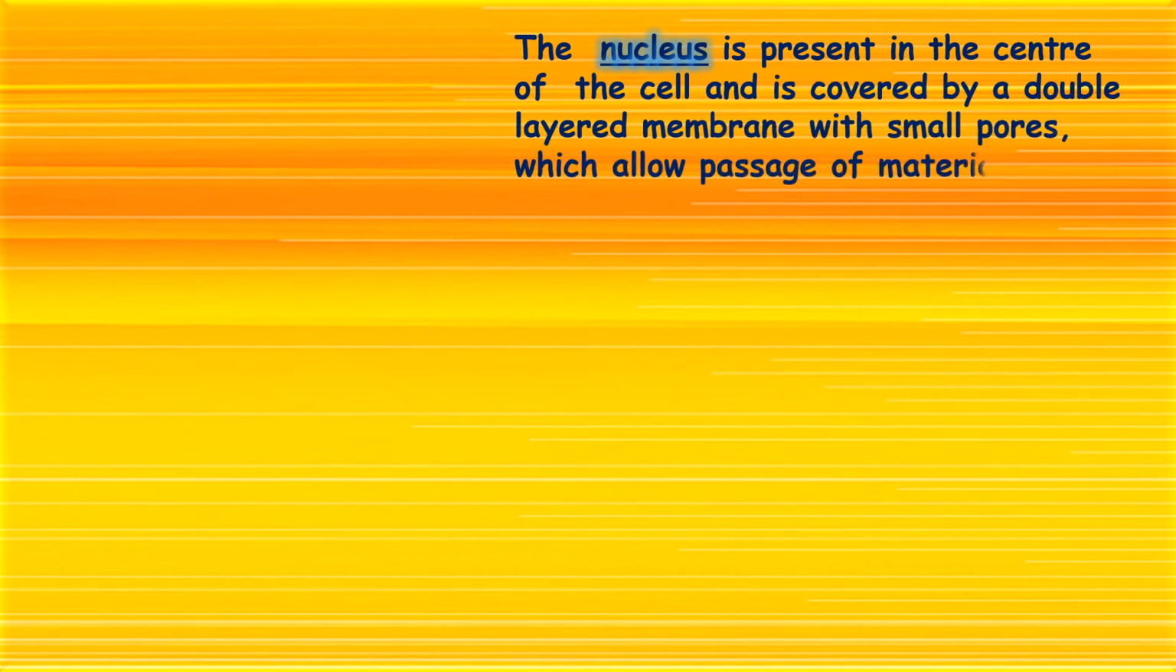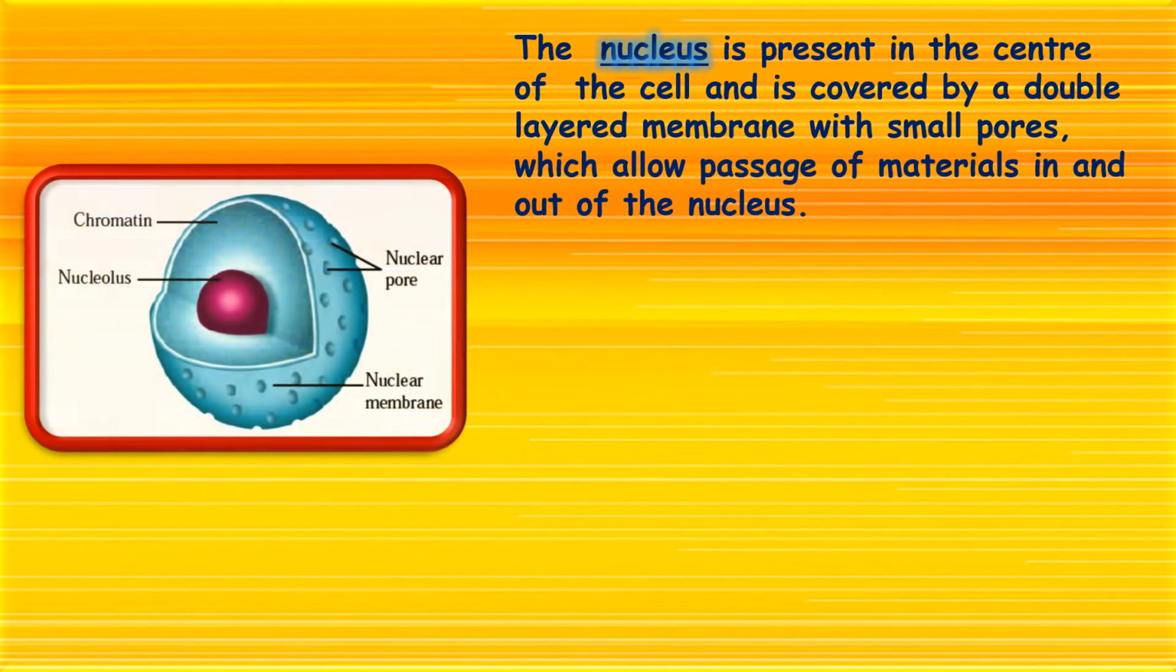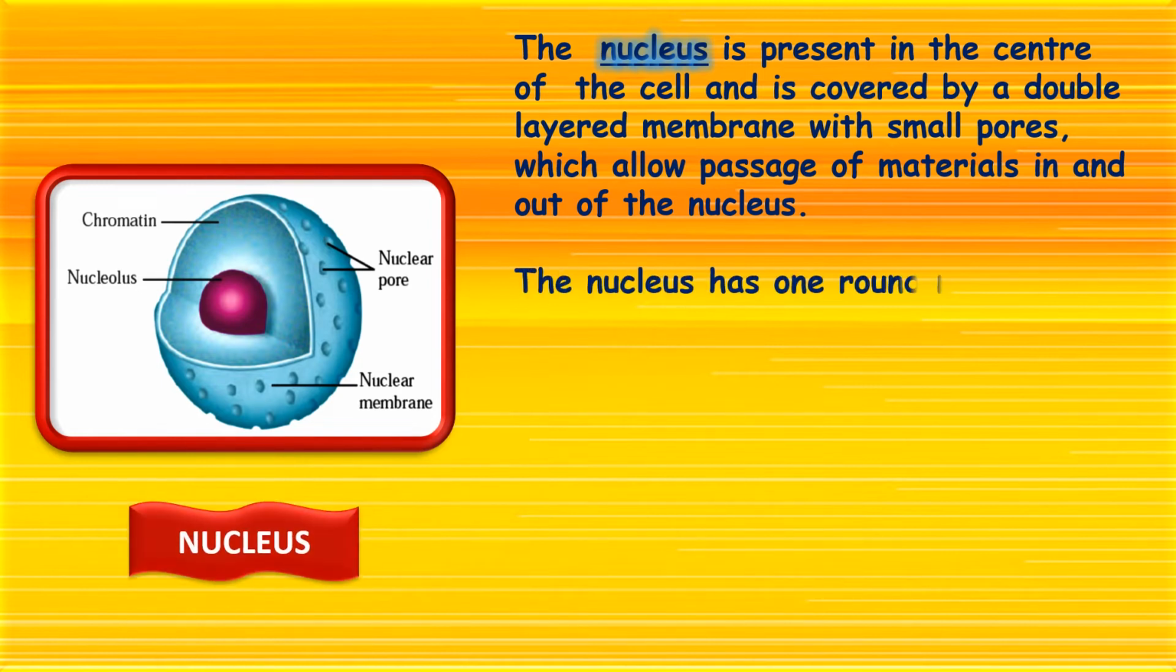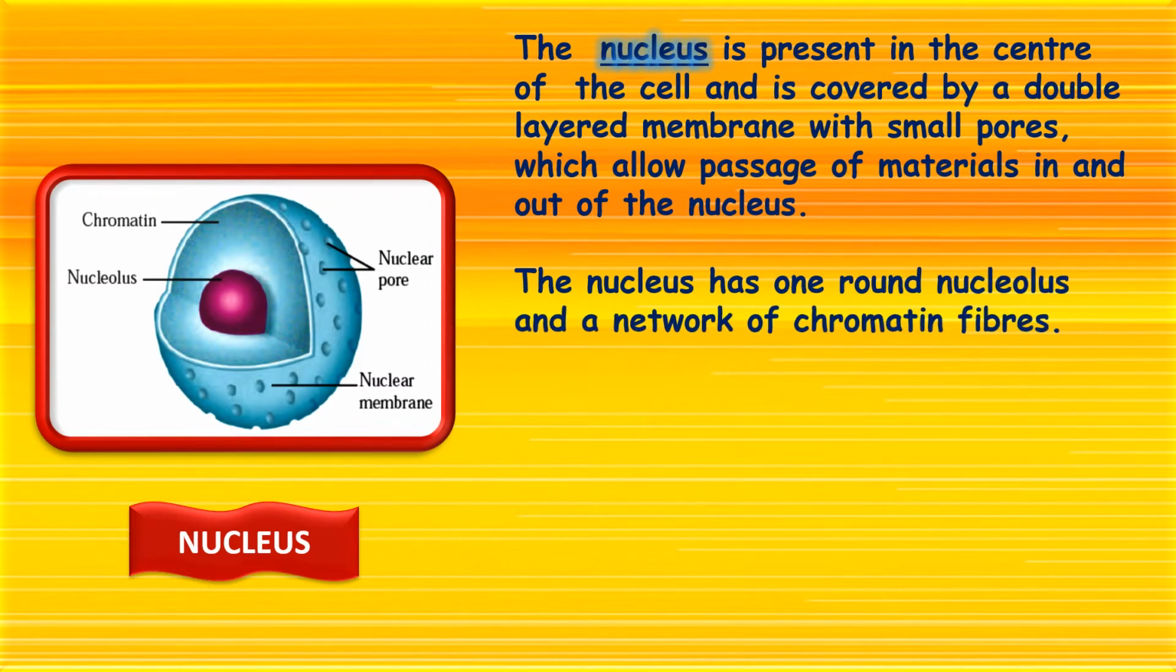First, the nucleus, present in the center of the cell, covered by a double-layered membrane with small pores which allow the passage of materials inside and out of the nucleus. You can see the double-layered membrane. Then we have the pores over here which allow something to get into the nucleus and some material to come out. Now, the nucleus has one round nucleolus and a network of chromatin fibers.